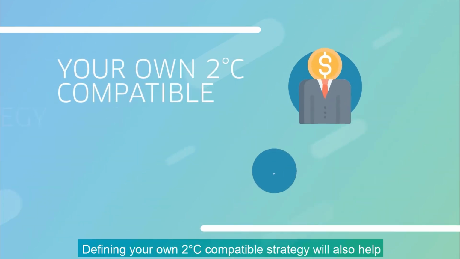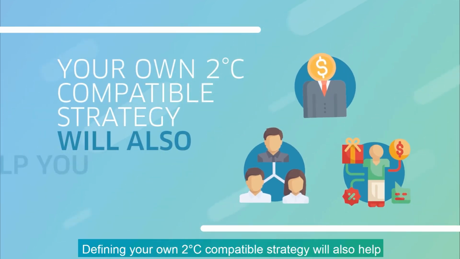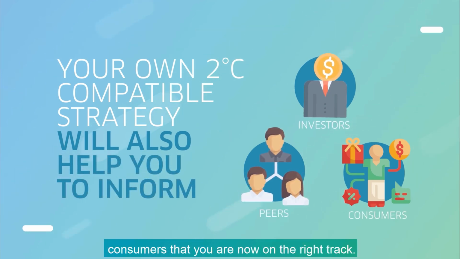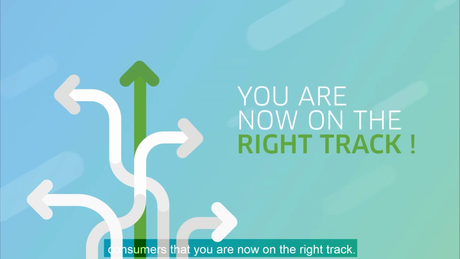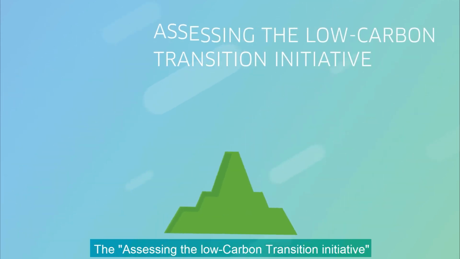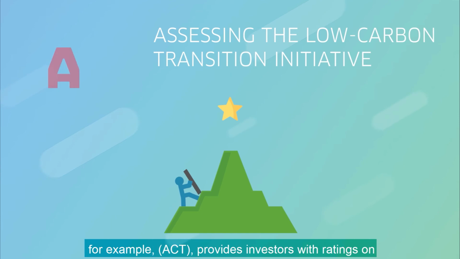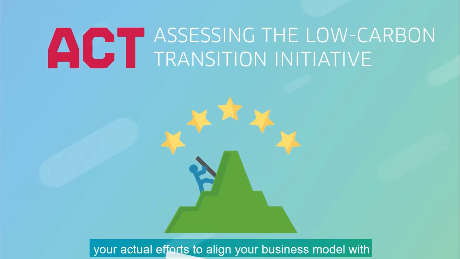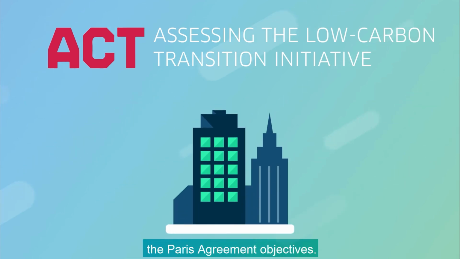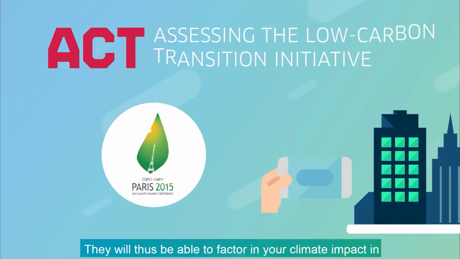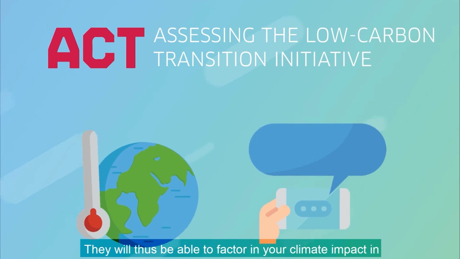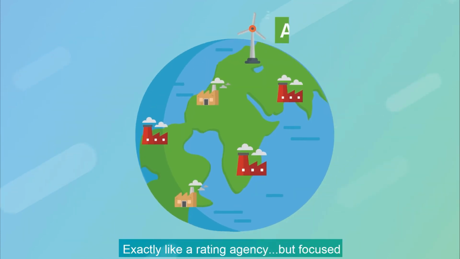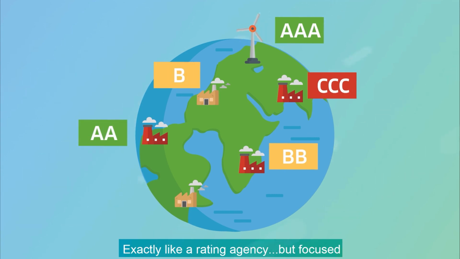Defining your own 2 degrees centigrade compatible strategy will also help you to inform your investors, peers, and consumers that you are now on the right track. The Assessing the Low Carbon Transition Initiative, for example, ACT, provides investors with ratings on your actual efforts to align your business model with the Paris Agreement objectives. They will thus be able to factor in your climate impact in their evaluation of your long-term value, exactly like a rating agency, but focused on climate.